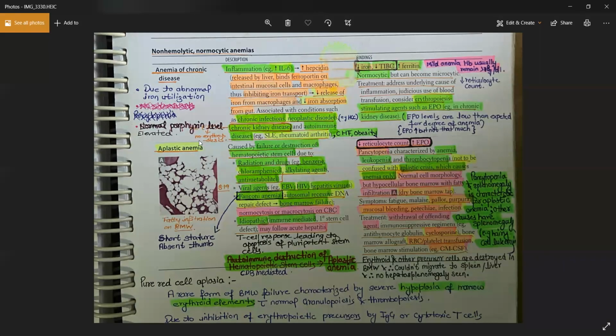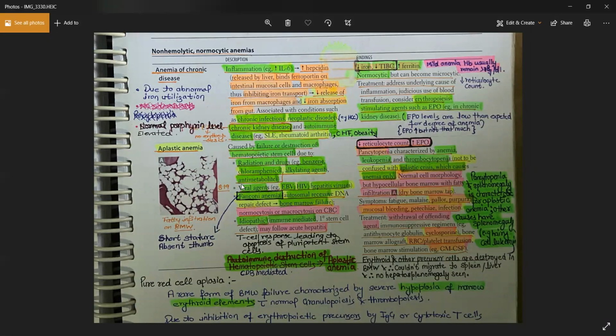See, the aplastic crisis is a different thing. In case of aplastic crisis, you will be having a loss of RBCs only. In case of aplastic anemia, you will be having a loss of all the cell lineages. So you will be having a pancytopenia.